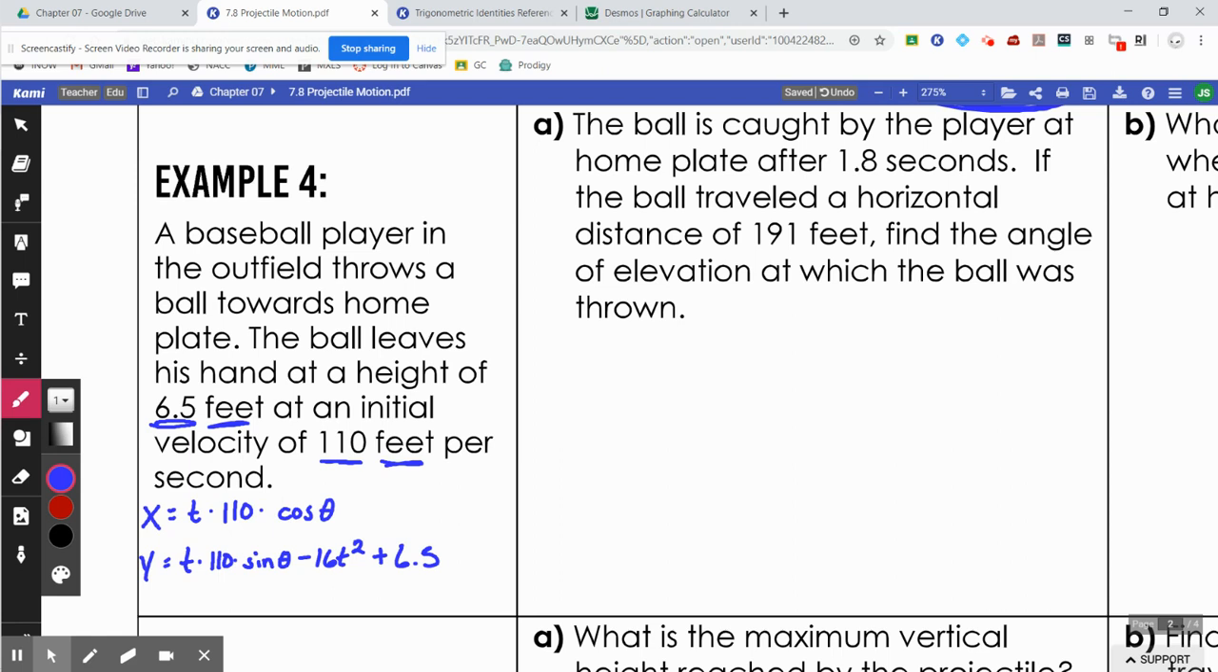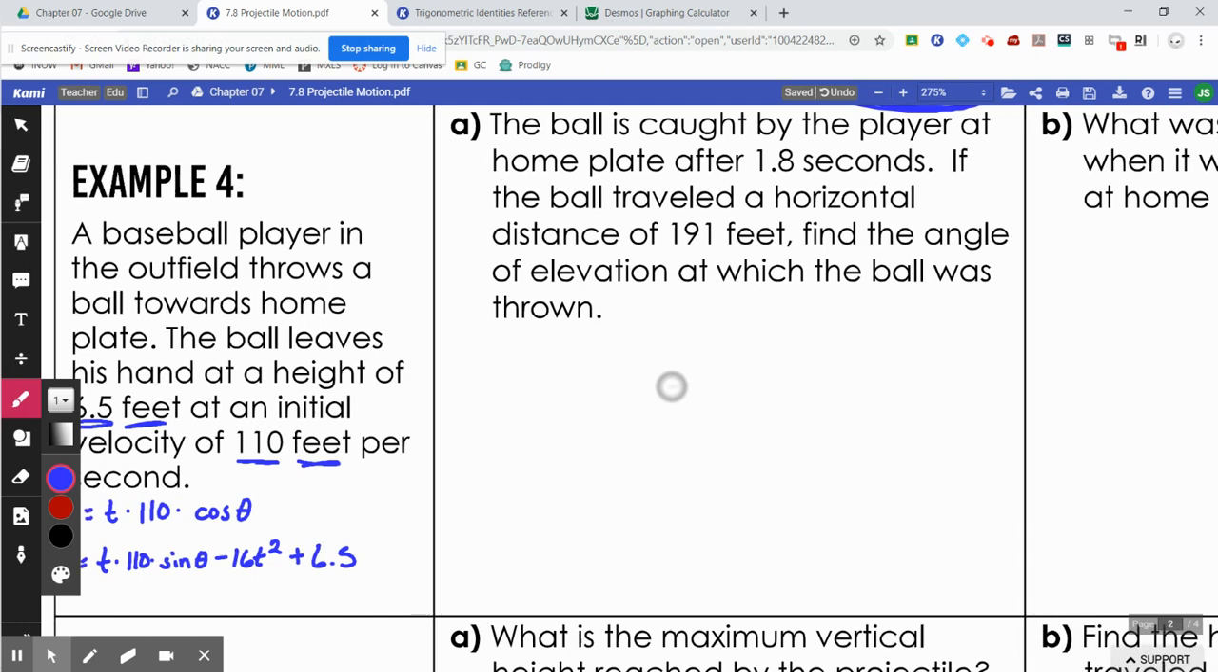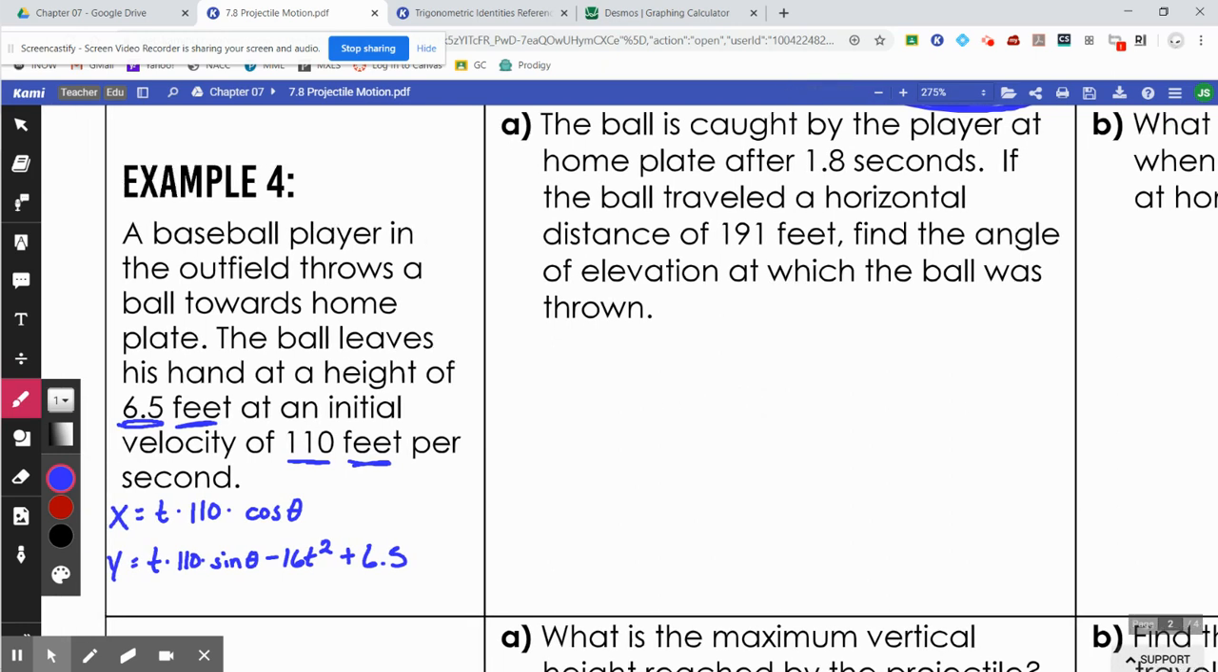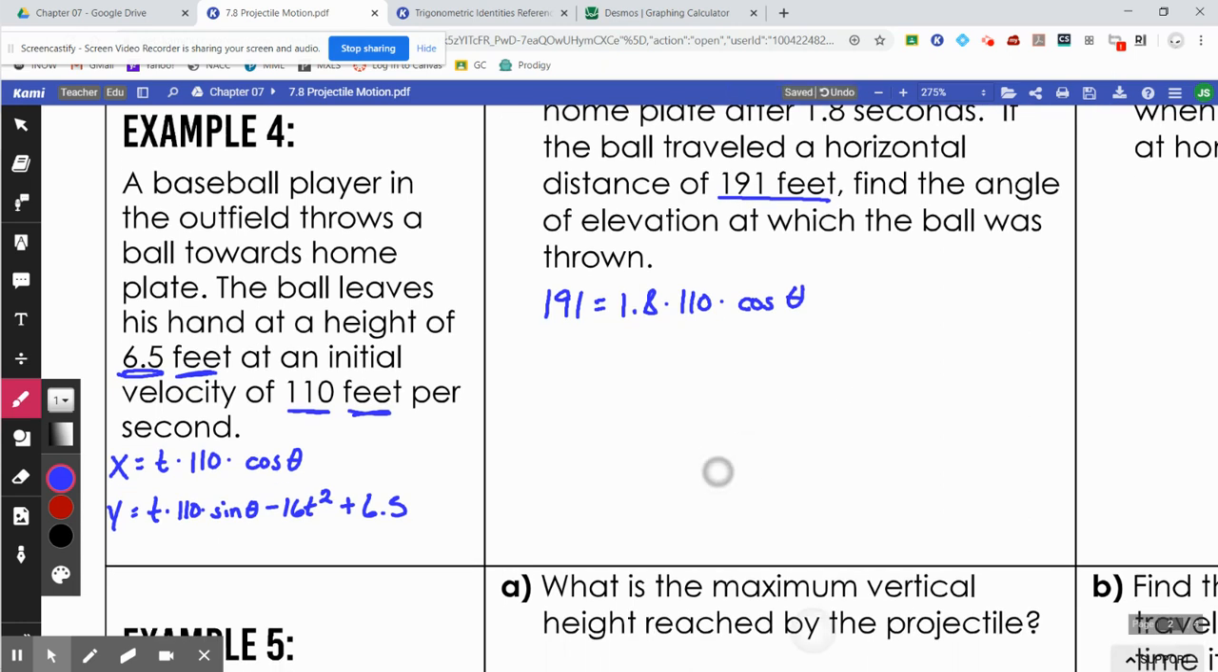The ball is caught by a player at home plate after 1.8 seconds. If the ball traveled a horizontal distance of 191 feet, find the angle of elevation. So we're talking about the distance it traveled, left to right. So we're going to use our first equation. If it traveled 191 feet, we're going to plug that in for our x. So 191 equals, our time that it took was 1.8 seconds, so we have 1.8 times 110 times the cosine of theta. Let's solve that. We can multiply these two together and then divide by the answer.